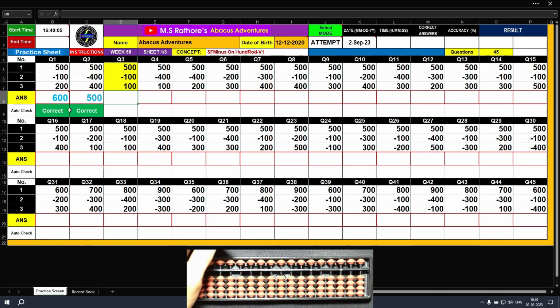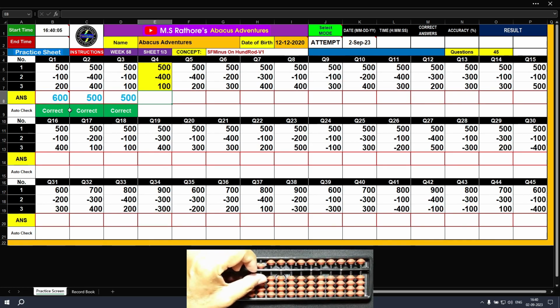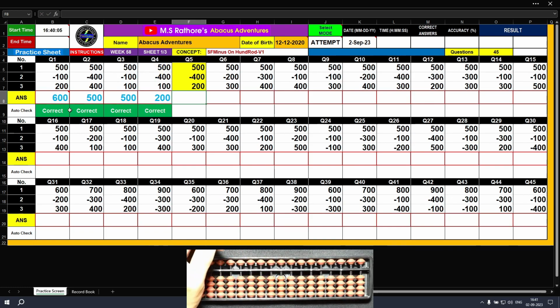Question number 3. Plus 500, the answer is 500. Minus 100, the answer is 400. Plus 100, the answer is 500. Question number 4. Plus 500, then minus 400, then plus 100, the final answer is 200. Question number 5. Plus 500, minus 400, plus 200, the answer is 300.